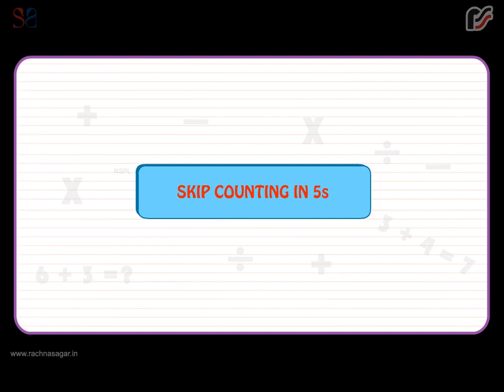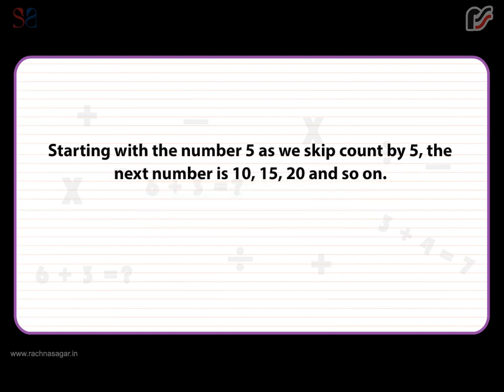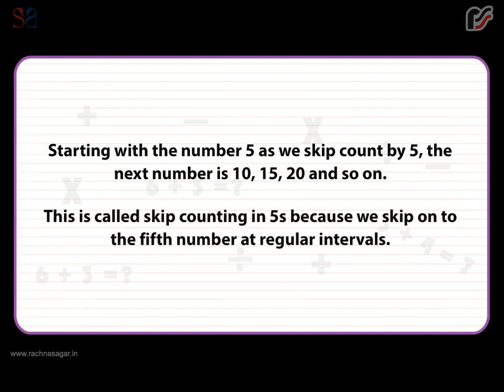Skip counting in fives. Starting with the number 5, as we skip count by 5, the next number is 10, 15, 20, and so on. This is called skip counting in fives because we skip on the fifth number at regular intervals.